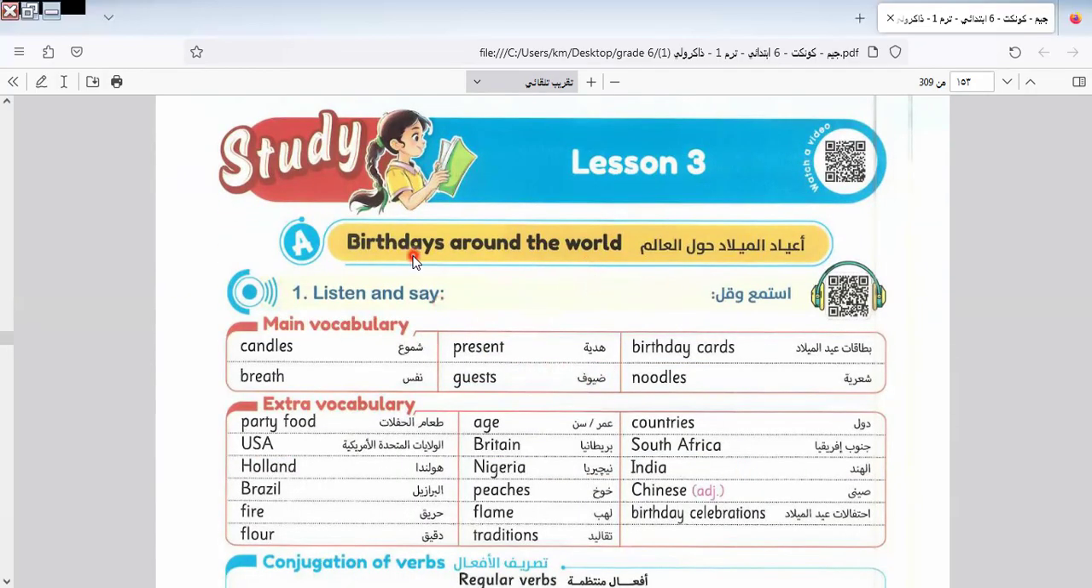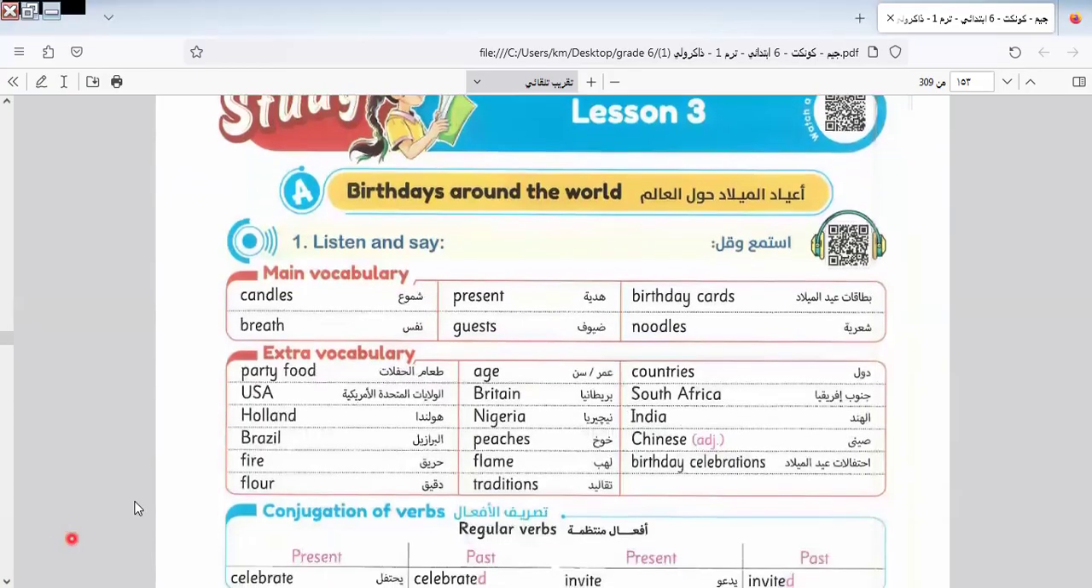Lesson 3 today is about birthdays around the world. Here we talk about the celebration of birthdays around the world. Let's get to know more about this lesson. We have the main vocabulary here. Let's read it together. We have candles, present.